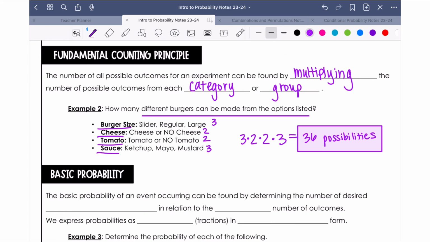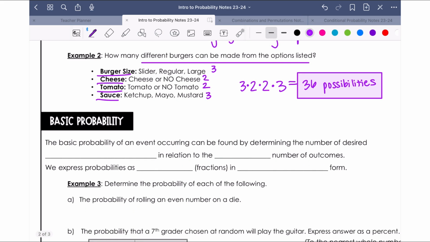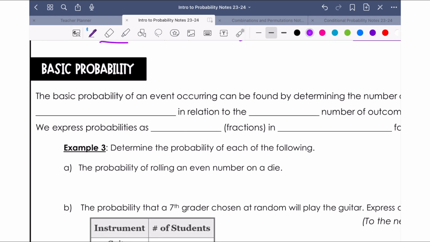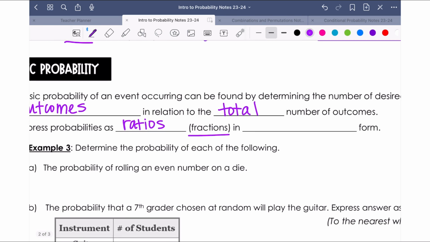All right, that's the counting principle. And now let's do some basic probability. All right, so like I said, basic probability is determining how many desired outcomes can happen in relation to the total number of outcomes. Okay, so the way we're going to express these probabilities is going to be ratios, which is another word for fractions, in reduced form. Okay, so we have to simplify.